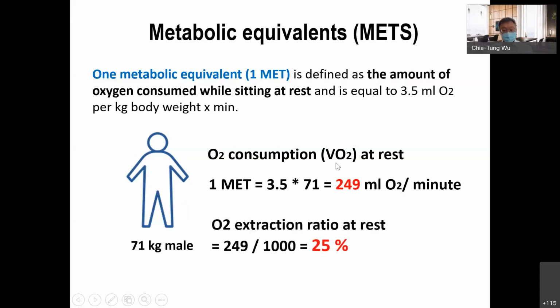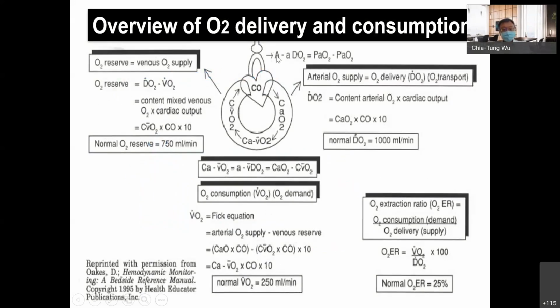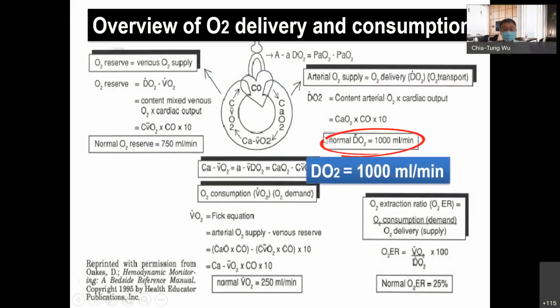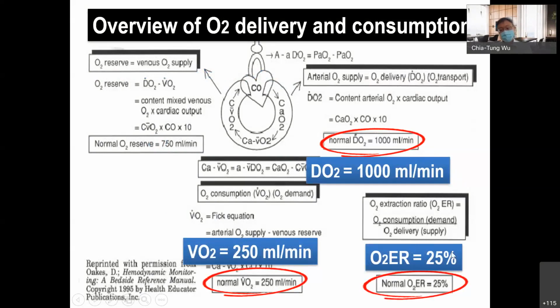So I deliver 1,000 ml O2 per minute. I use 245 ml O2 at rest. So my O2 extraction ratio at rest is close to 25%. This picture is the summary of the O2 delivery and O2 consumption. Usually for normal adult people, we deliver 1,000 ml of O2 per minute, and at rest, we use only 250 ml. So our O2 extraction ratio is around 25% at rest.